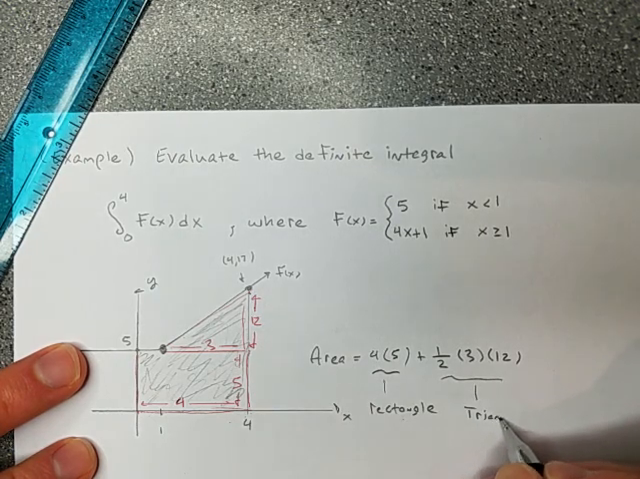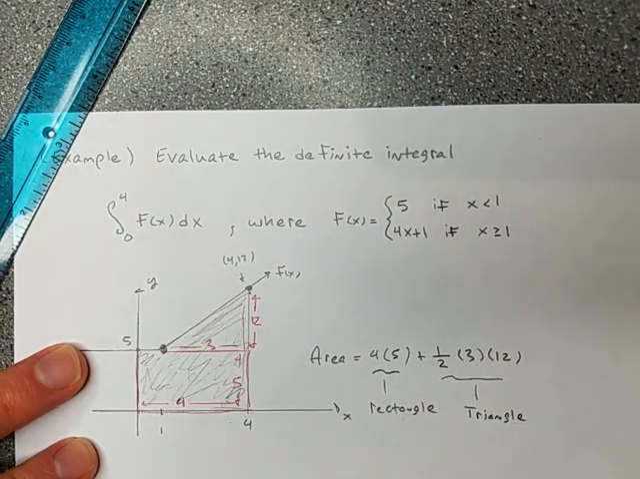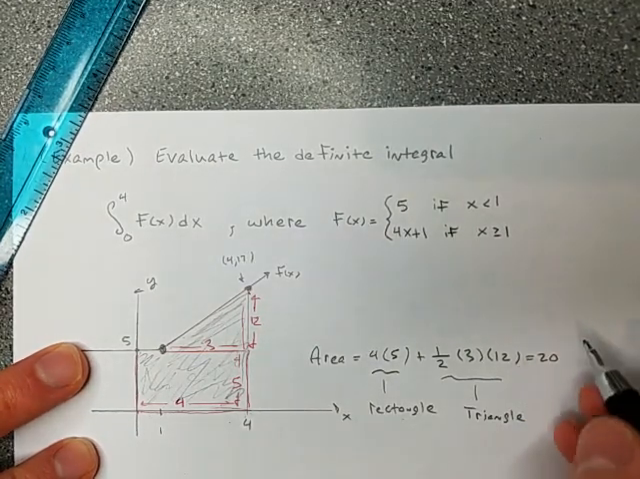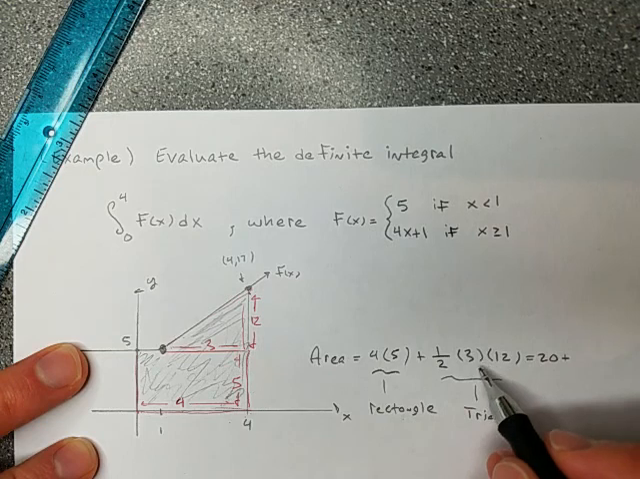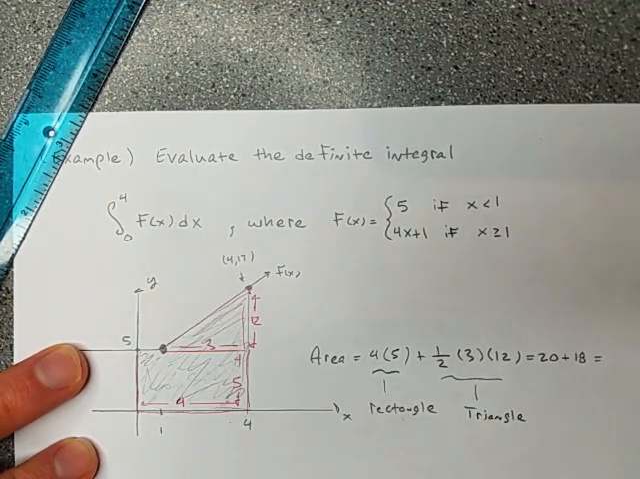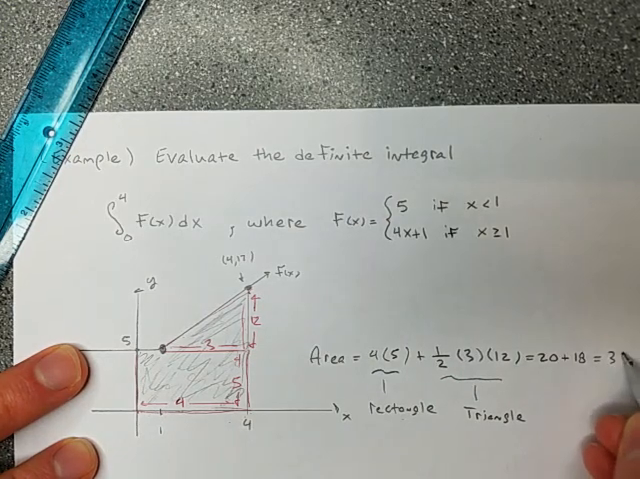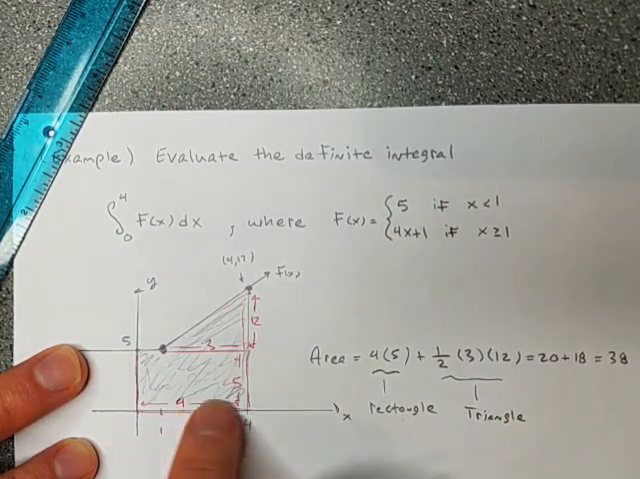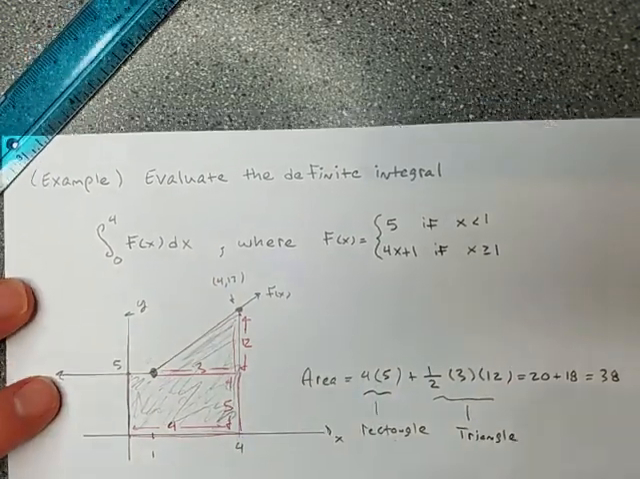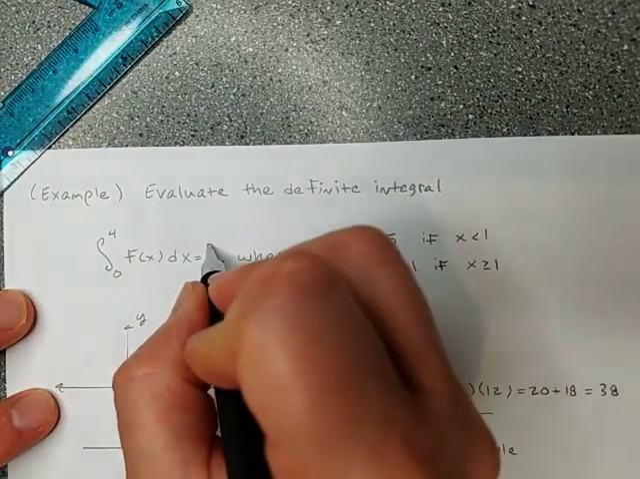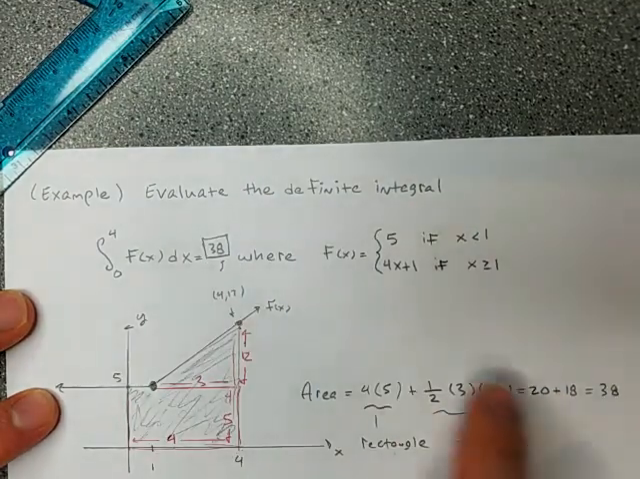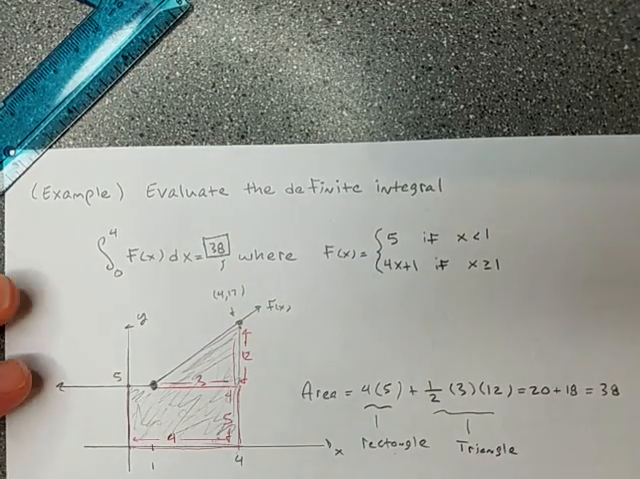All right, so let's do the math then. Figure out what that's going to be. So this is 20, okay? And this is, so let's see, 6, 18, so 38. All right, so 38 square units of area. That's also the answer to our definite integral. So this is equal to 38, and I'll put the answer right there. I wanted to put it over here so you associate it with this, okay?